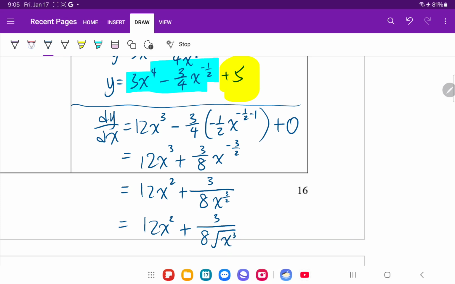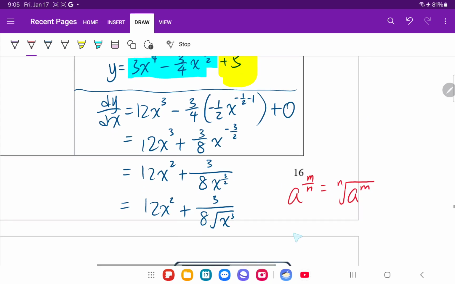Please recall your law of indices. You need to know your laws of indices really, really well. For this particular case, we are using the one where the denominator in the fraction is a 2. This becomes square root of a power m. You need to remember this indices law.